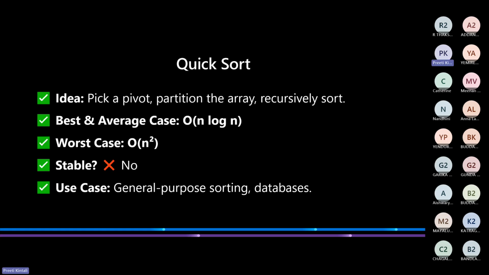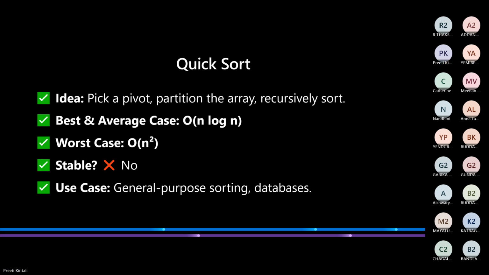So here the best and average case is big O of n log n, and the worst case is big O of n square. The code part is fine, but we have to put pen on paper with examples. Like we can take arrays and then solve them. Then we will understand this in detail. The use case is general purpose sorting and databases. And this is not stable because the sorting may lead the same elements to get swapped.